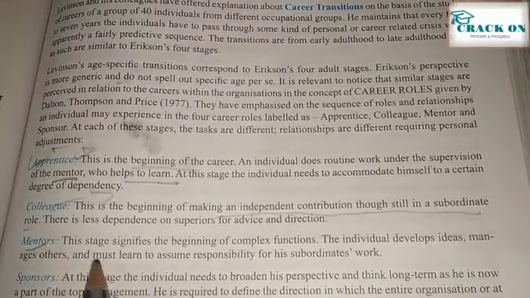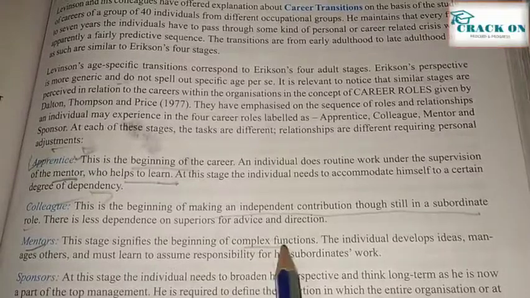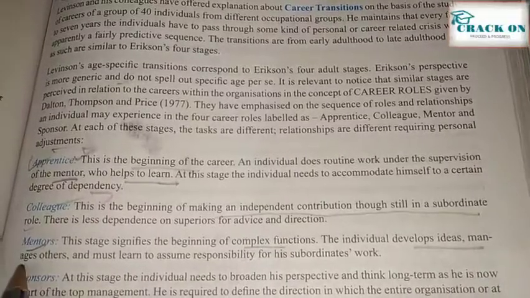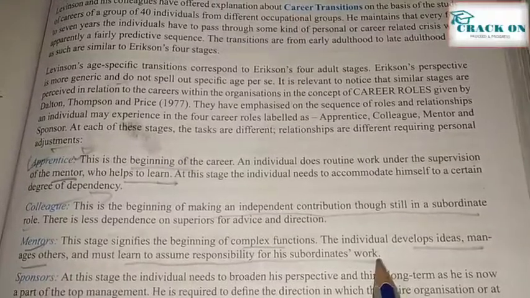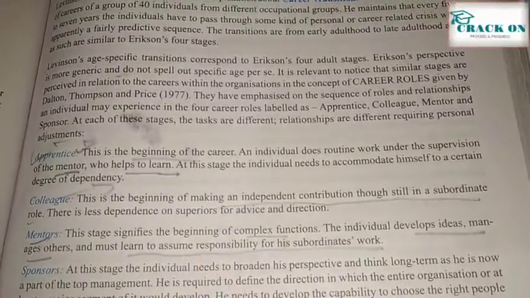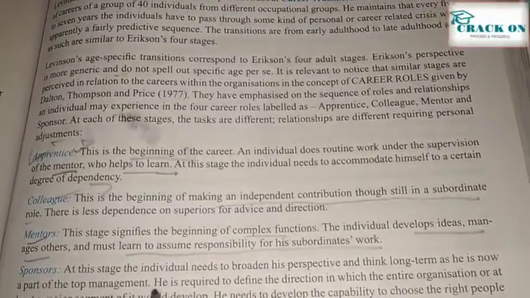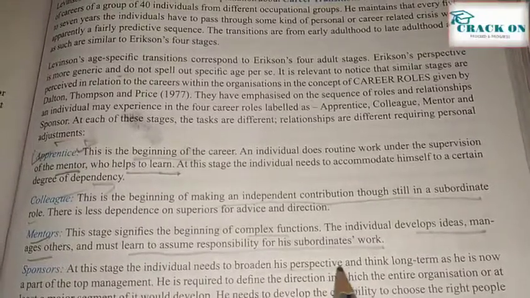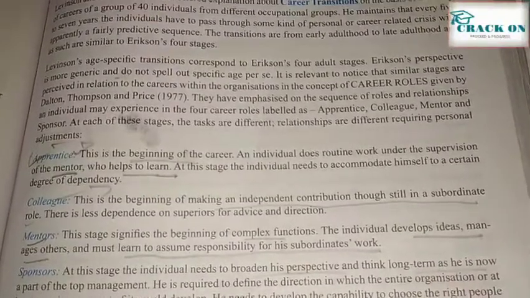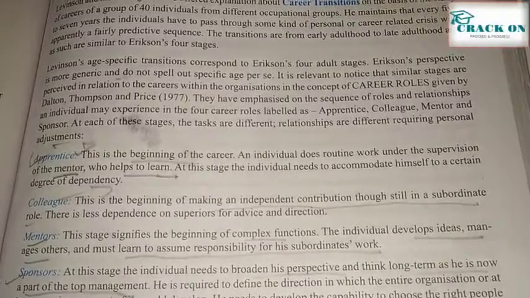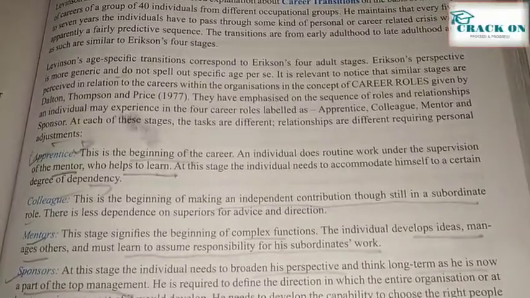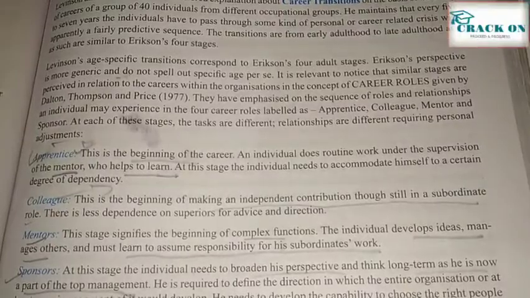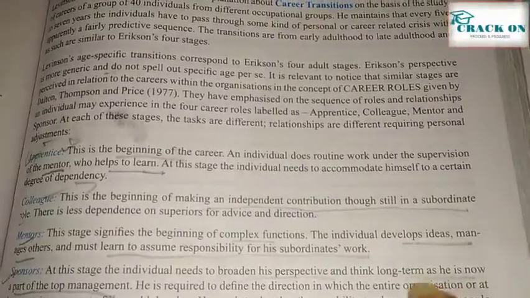So mentor. The stage signifies the beginning of complex functions. The individual develops ideas, manages others, and must learn to assume responsibility for his subordinates' work. That is mentor. Sponsors. At this stage, the individual needs to broaden his perspective and think long term. He is now a part of the top management. The sponsor is required to define the direction in which the entire organization, or at least a major segment of it, would develop, right? So this is called sponsorship.